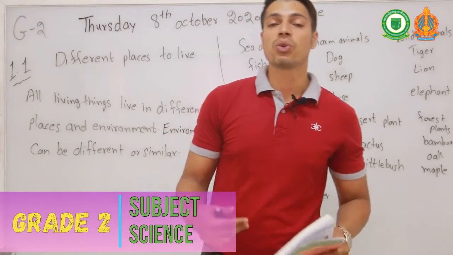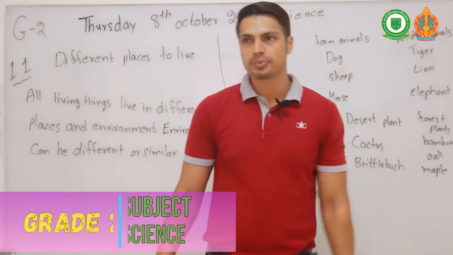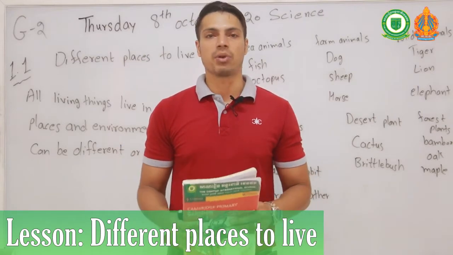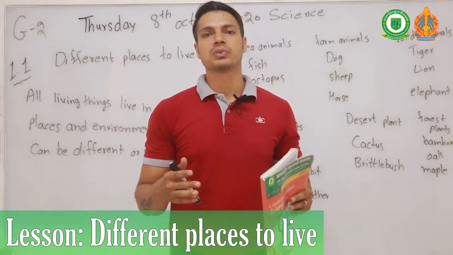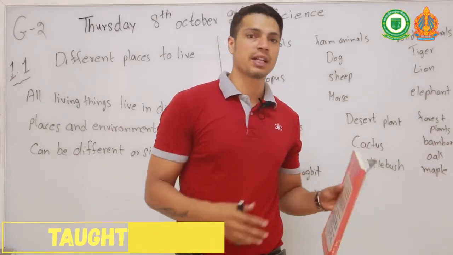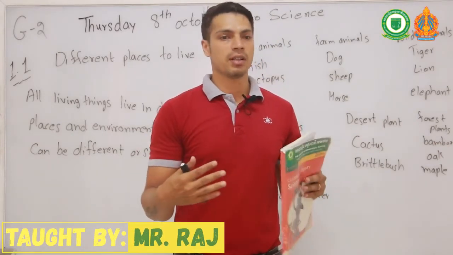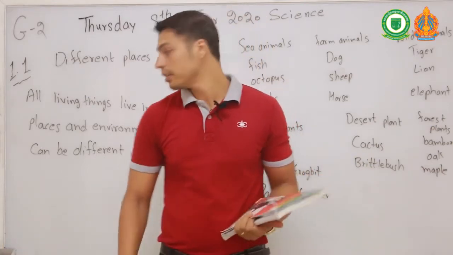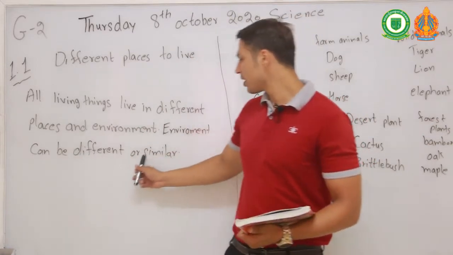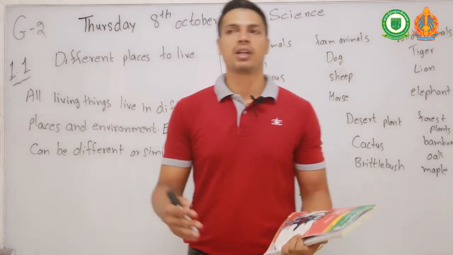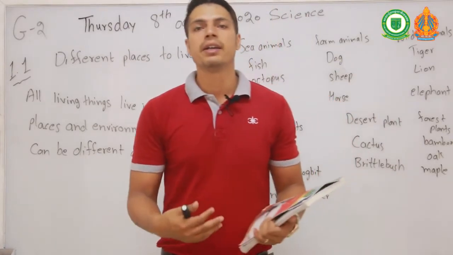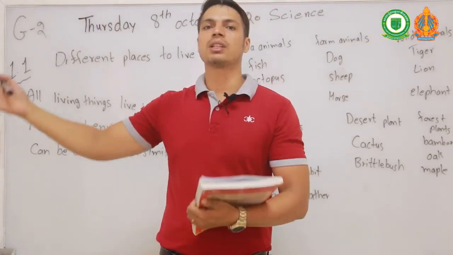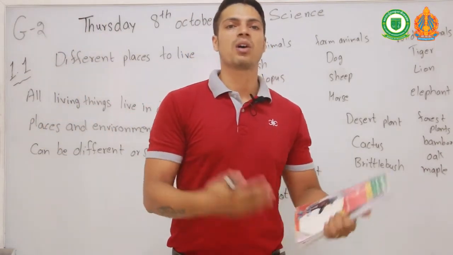We need food every day to survive, and we need the right environment to survive. All living things live in different places, in their ideal environment, the places where they can survive. Environments can be different or similar. Like in Cambodia, it's hot and it's raining. Some other countries could have the same environment, hot and rainy.